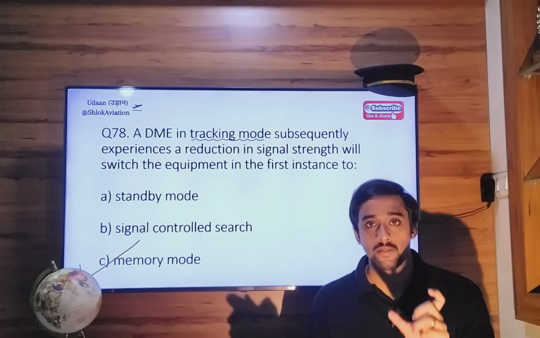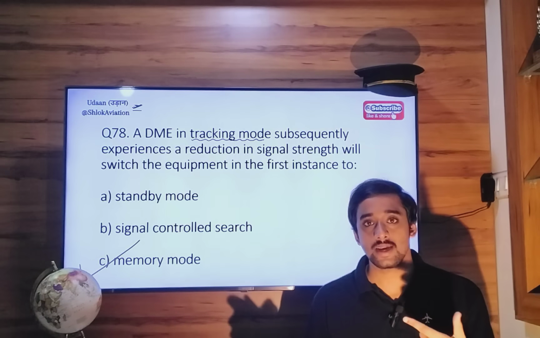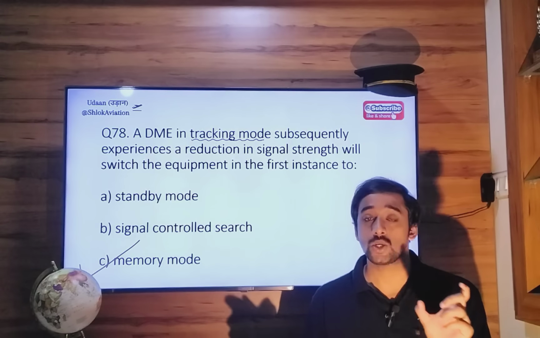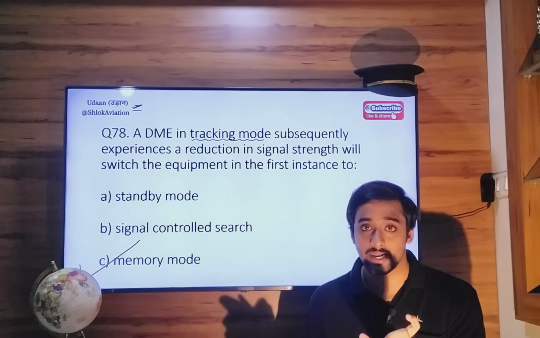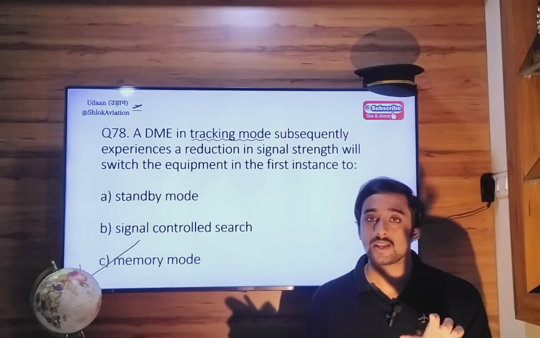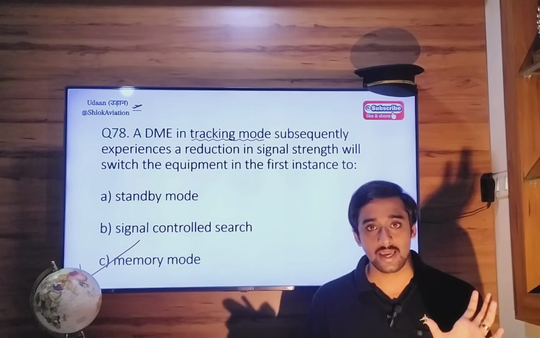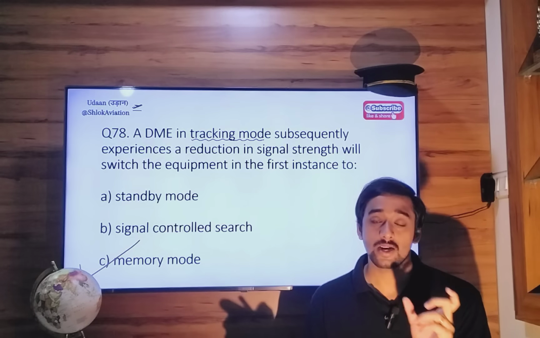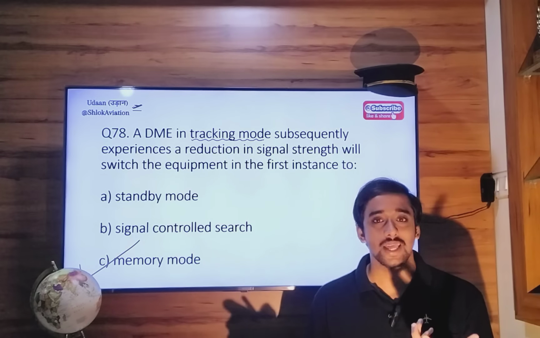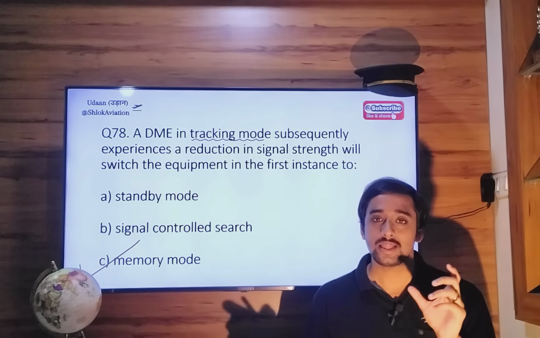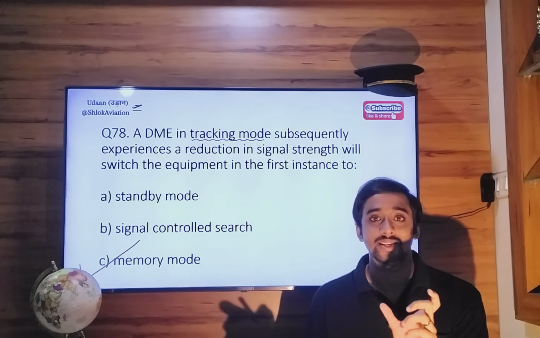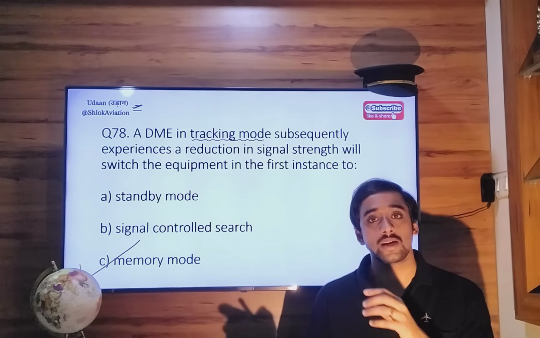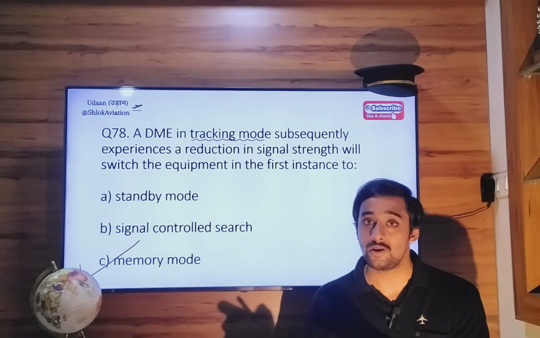When it switches to memory mode, it continues indicating the previous slant range. The slant range which you were getting indicated just before this loss of signal strength happened will continue to be shown to you for at least 10 seconds. And in this 10 seconds, while the system is in memory mode, it will try to achieve a lock on with the DME transponder on the ground again.